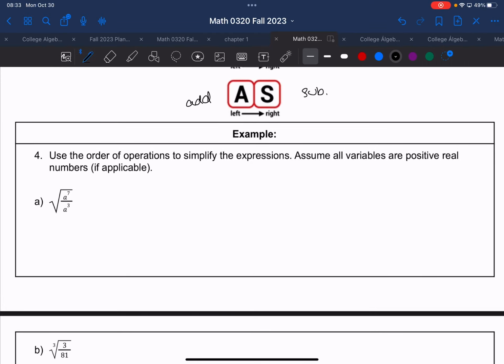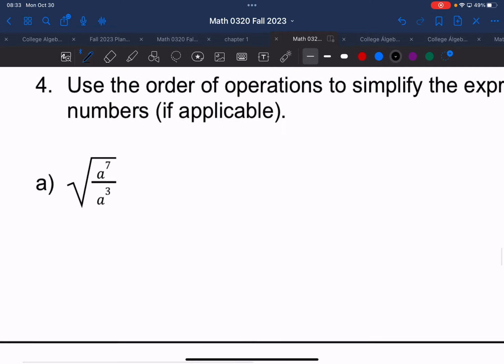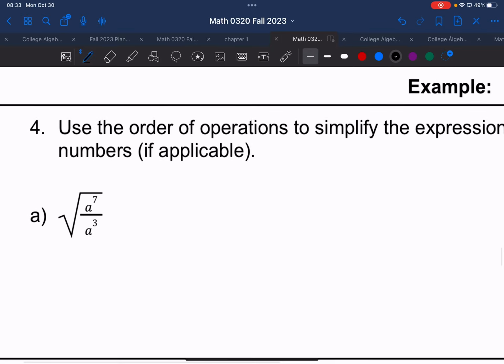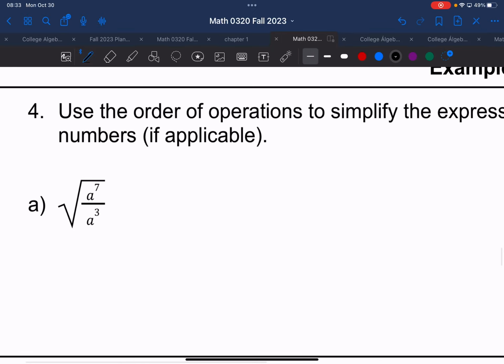So using the order of operations, we're going to simplify A. In order to simplify A, we first go through each one. So we go through parentheses. There's no parentheses here. Then we look at exponents. So we do have exponents in this problem, and that exponent part comes from here, the a to the 7th divided by a cubed.